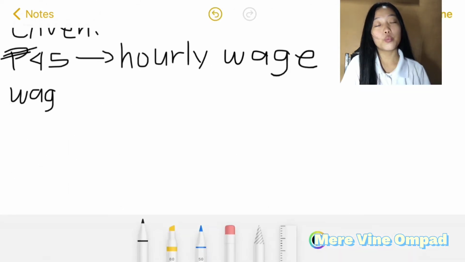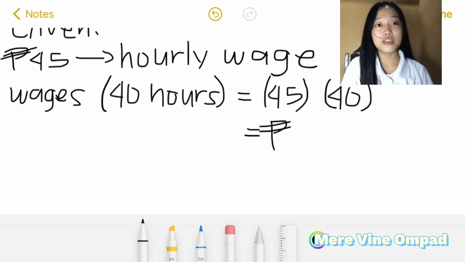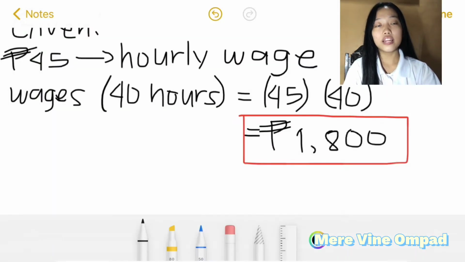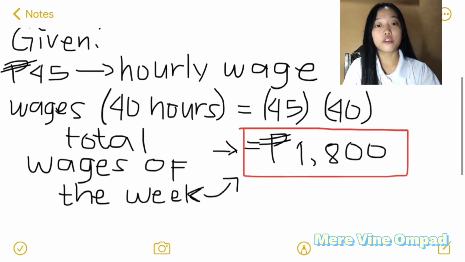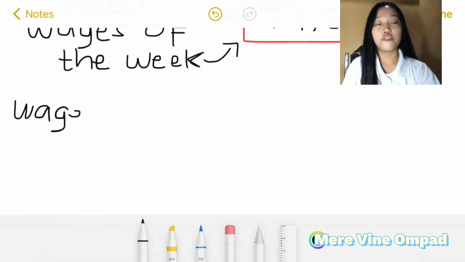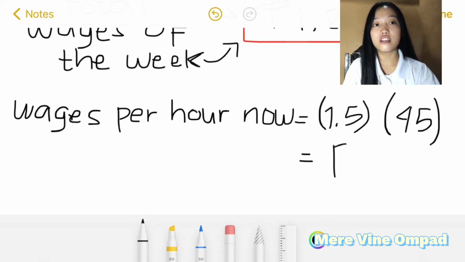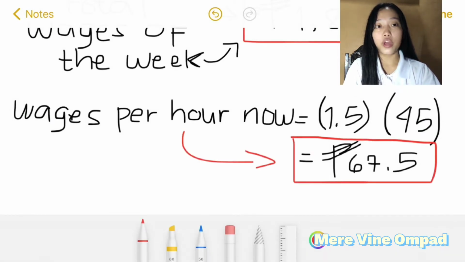The given is 45 pesos, the hourly wage of the crew. Next, we should get the wages for 40 hours. We multiply 45, the hourly wage, by 40 hours. So 45 times 40 equals 1,800 pesos, the total wages of the week. Next, we should get the wages per hour if the crew works more than 40 hours. Wages per hour now equals 1.5, the increase, times 45 pesos, the hourly wage. So 1.5 times 45 equals 67.5 pesos. So 67.5 pesos is our wages per hour now.